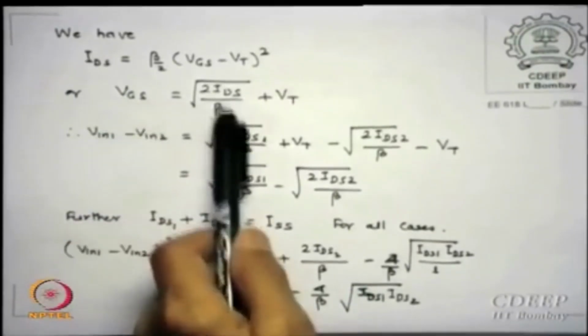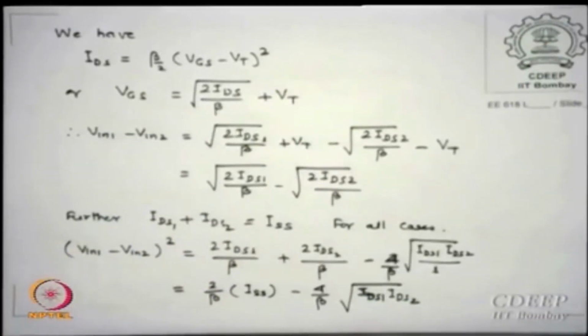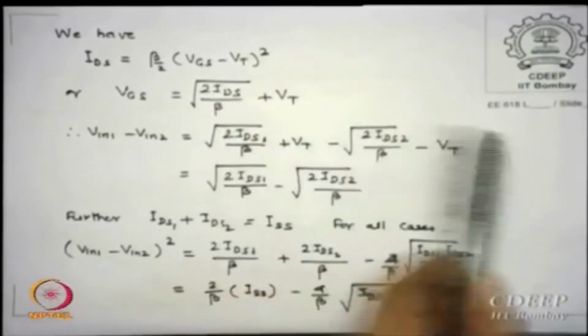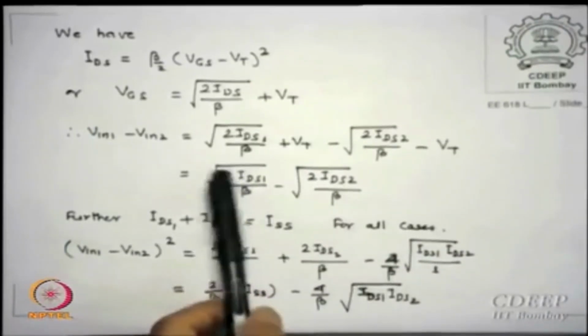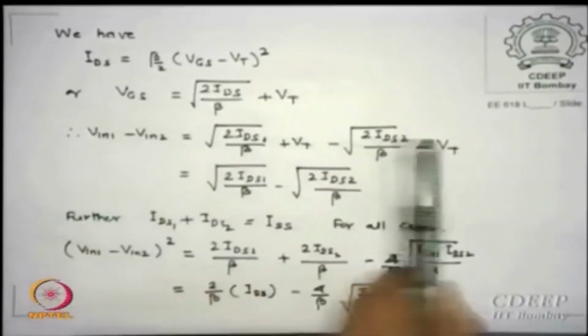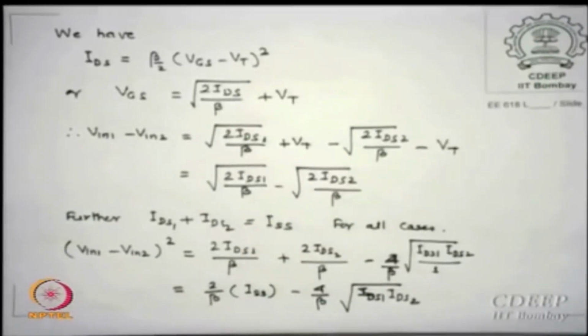So VGS is under root of 2 IDS by beta plus VT. So if I want to write Vin1 minus Vin2, then it is VGS1 plus VT minus VGS2 minus VT, which is essentially, I write two terms for IDS1 and IDS2, equal to under root of 2 IDS1 by beta minus under root of 2 IDS2 by beta. To get the point, IDS1 and IDS2 appeared in the output, so I have now replaced the input also in terms of IDS1 and IDS2.